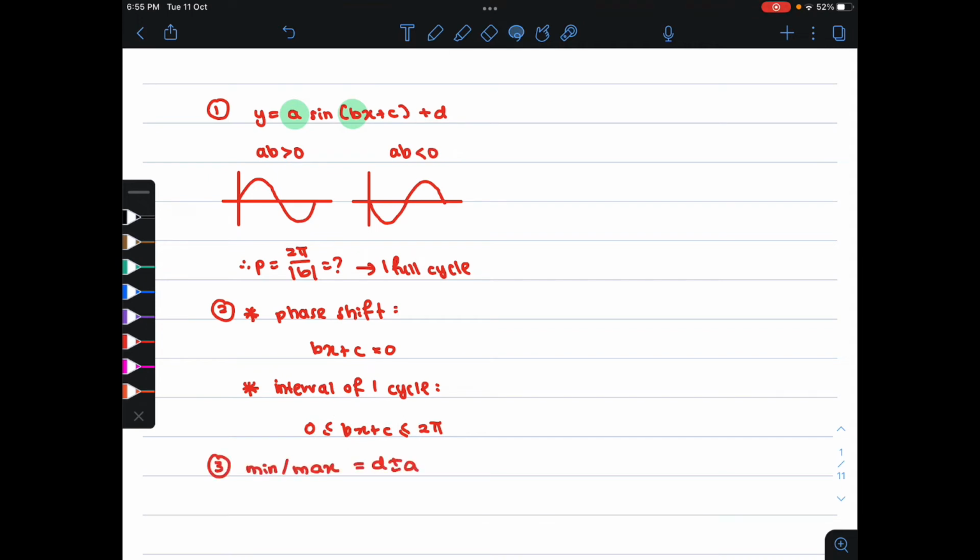And the last step is to find the minimum and the maximum point of your sine function. So just write down d plus minus a. That will give you the minimum and the maximum value of your y coordinate.